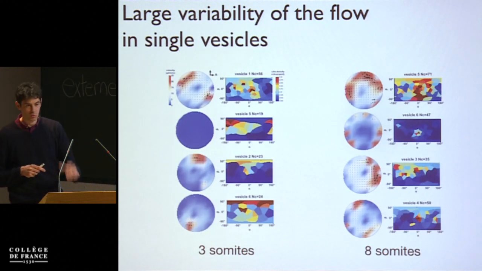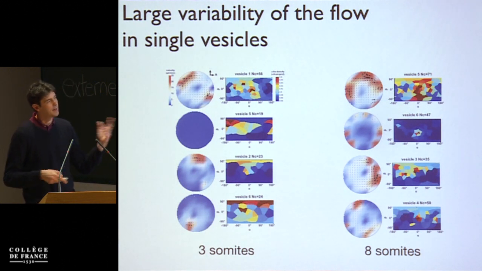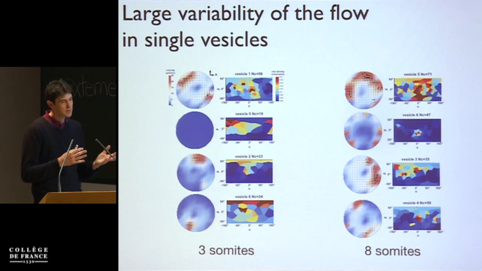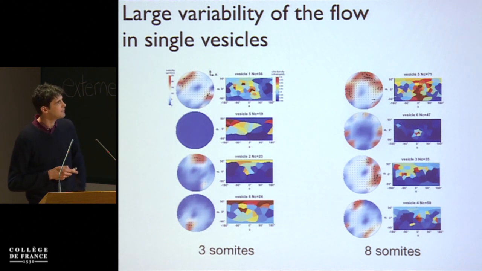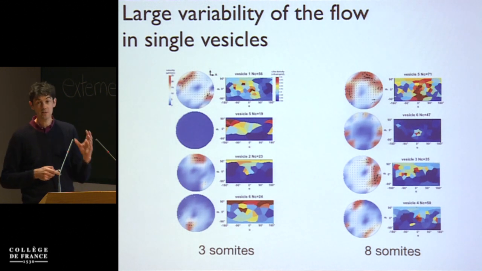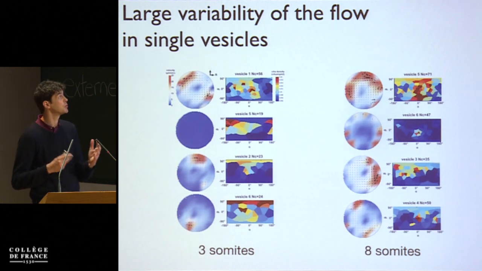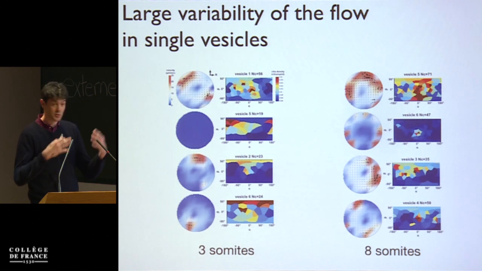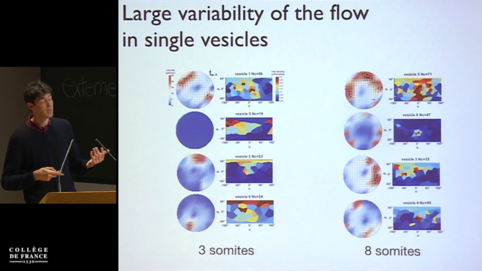The second observation, which is one of the key ones, was comparing the flow profile at different stages, but in single embryos. So using individual data sets, we can now run simulations for individual vesicles. And you can see the variability of flow which is generated in this context. The variability was humongous. You can see here at 3 somites, you have vesicles that have no flow. It's too early, too immature. You have vesicles that have high flow here and there, high flow here or here, but nothing there.